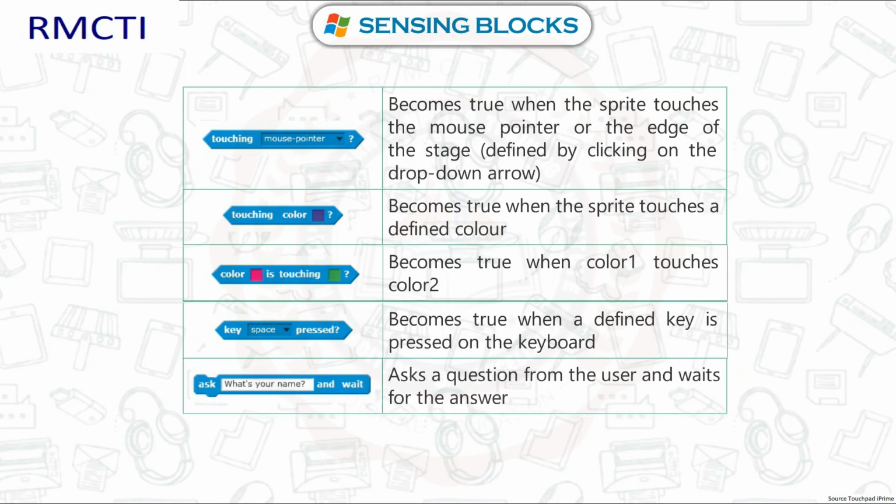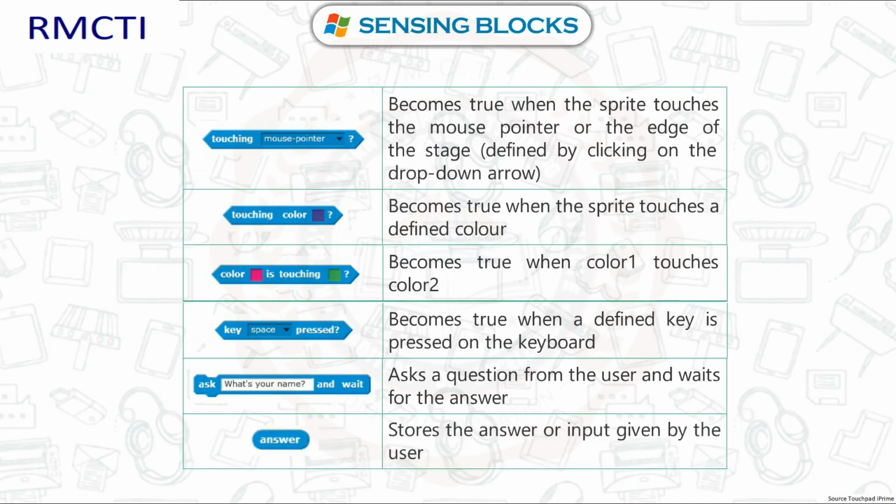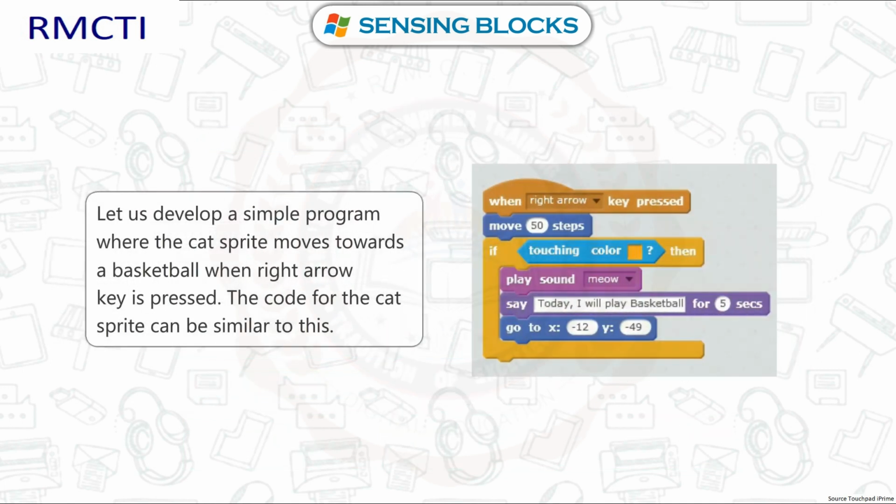Ask what's your name and wait asks a question from the user and waits for the answer. Answer stores the answer or input given by the user. Let us develop a simple program where the cat sprite moves towards a basketball when the right arrow key is pressed. The code for the cat sprite can be similar to this.